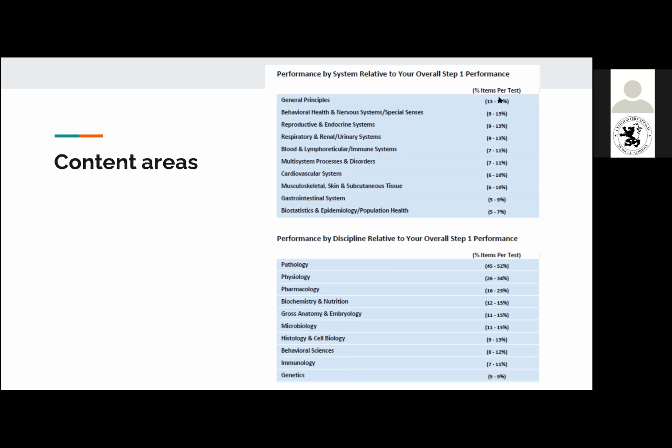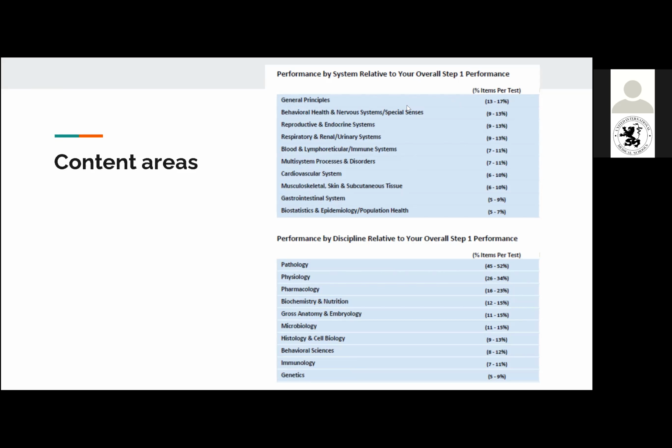And then also a large part of my exam was about the nervous system, so neurology and behavioral health. Also, I had reproductive and endocrine, respiratory, renal and urinary, and some immunology and hematology. I also had cardiovascular, you can see.